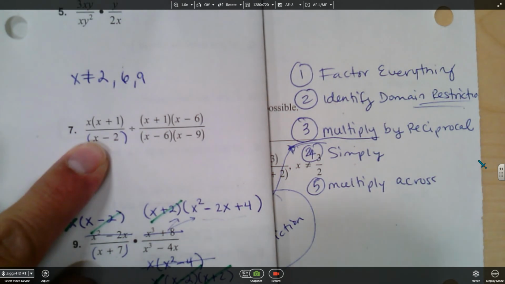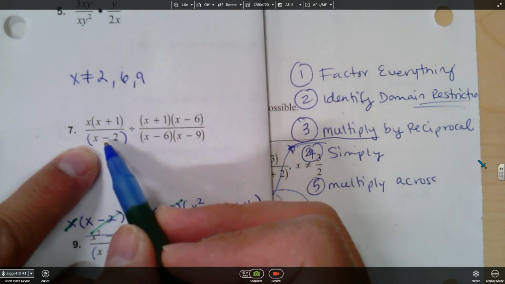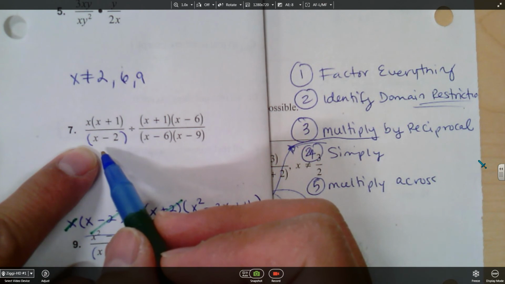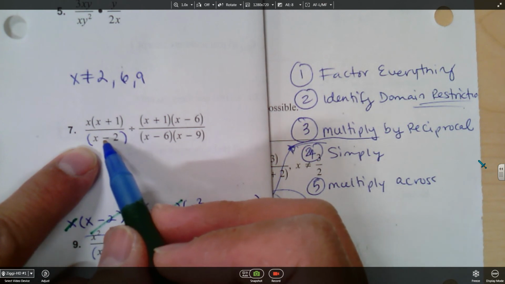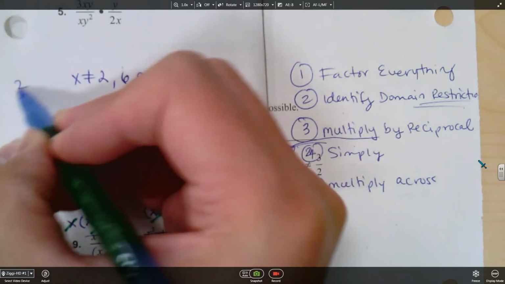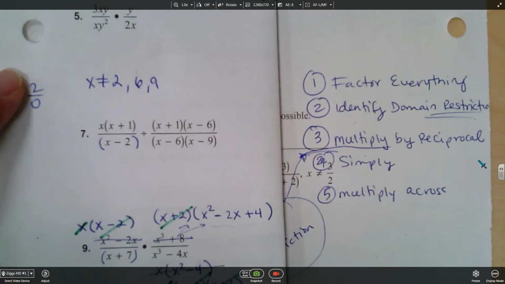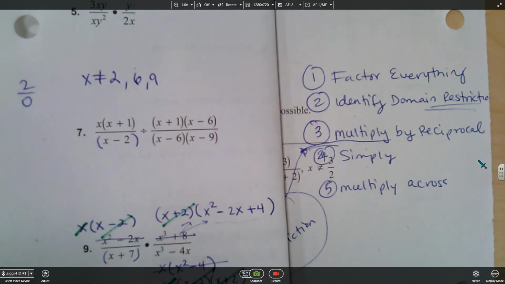If you put a 2 here, it's going to be 2 minus 2, and you will have a 0 in the denominator of your rational expression. And with rational expression, you just can't have zeros in the denominator. It's like 2 over 0. If you had 2 apples and you were supposed to give it to 0 people, how are you going to do it? You can't. So you can't have 0 down there.